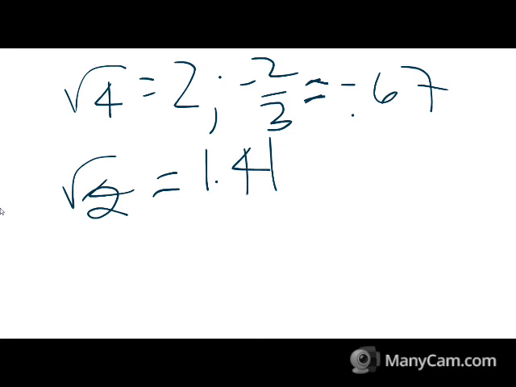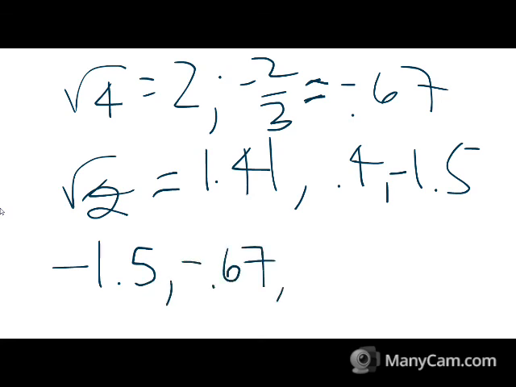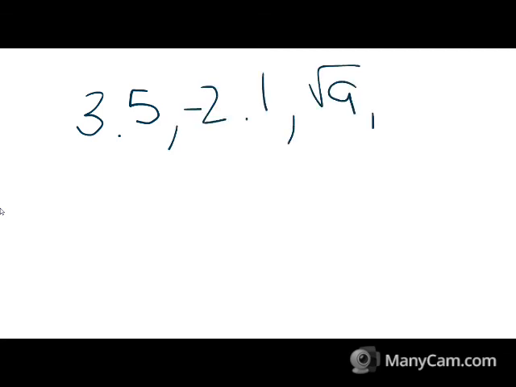So now that we've looked at that, and we also have 0.4 and negative 1.5, when we order from least to greatest, we want to know what's the smallest number: negative 1.5. What's the next smallest number? Negative 0.67. What's the next number? 0.4. Then radical 2. And then radical 4. So that is from least to greatest. So why don't you try the got it and order this from least to greatest: 3.5, negative 2.1, radical 9, 7/2, and radical 5.